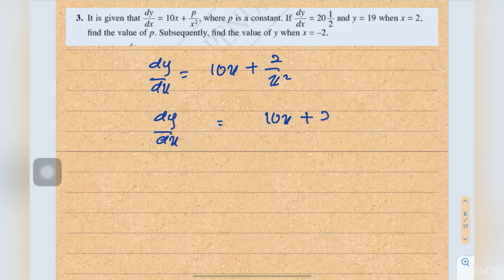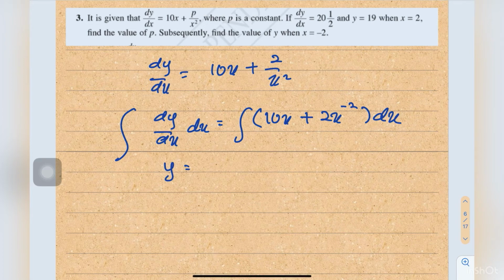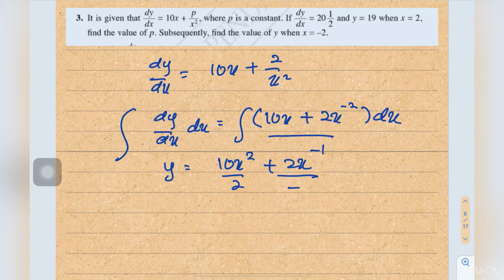So this one, 2x to the power of negative 2. Okay, so we have to integrate both sides with respect to x. Integrate the left side: integrating dy/dx gives y. Integrating this one becomes 10x squared over 2 plus 2x to the power of negative 1 over negative 1, plus c. Then we simplify, and y equals 5x squared minus 2 over x plus c.